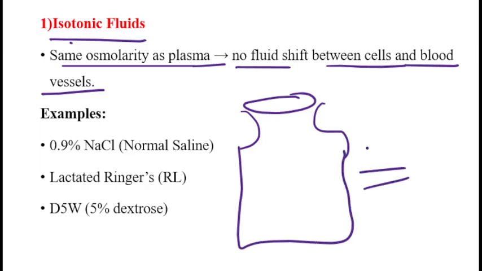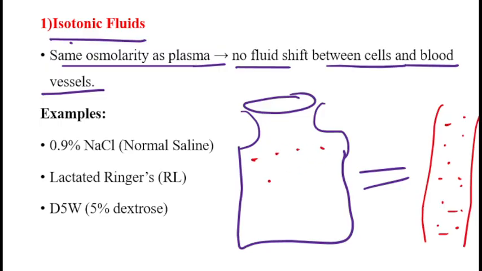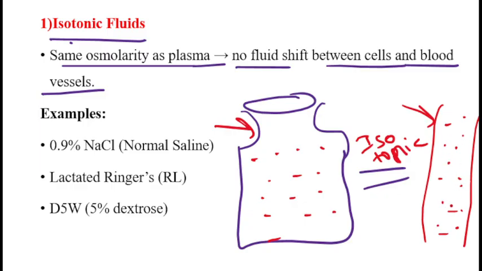So here I will draw blood vessels. So this is a blood vessel, containing electrolytes. So here the concentration of electrolytes present in these isotonic fluids, and the concentration of electrolytes that is present in the blood vessels are the same. That is why they are known as isotonic. They are known as isotonic because the concentration of electrolytes present in the IV fluids is the same as the concentration of electrolytes present in the blood or plasma. So because of this, they are known as isotonic fluids.